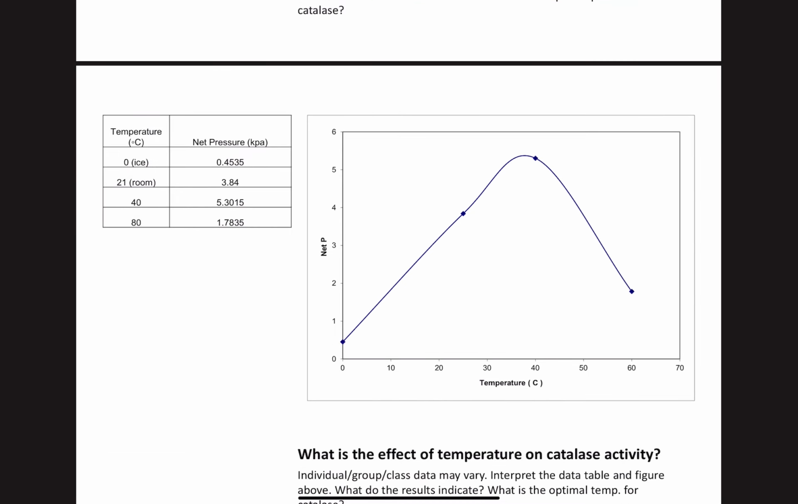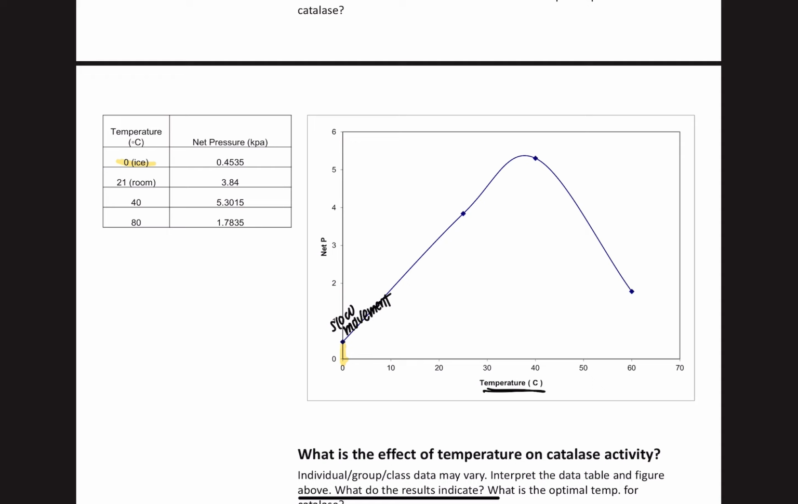So when we're looking at the effect of temperature on catalase activity, when we are at 0 degrees Celsius, we have really low enzyme activity. Our molecular motion is slow. 0 degrees Celsius is considered ice. Well, not considered, it is ice. So we just have slow movement.